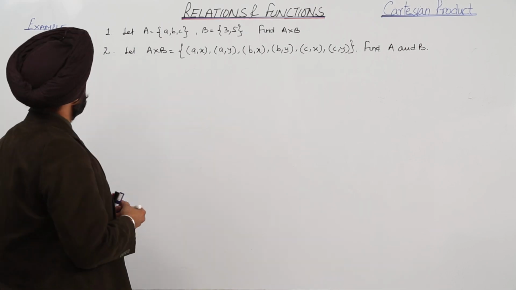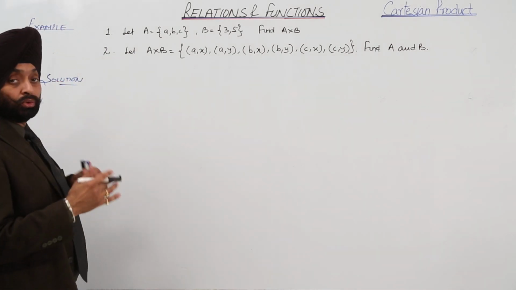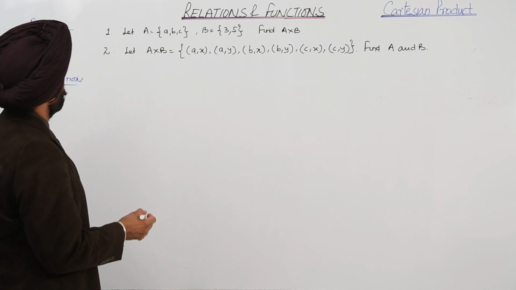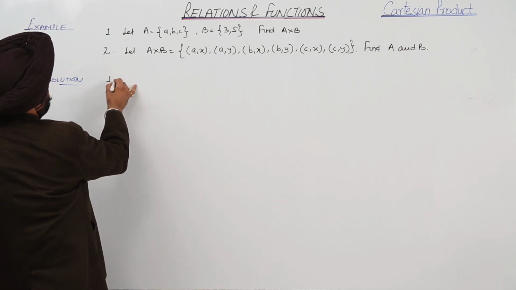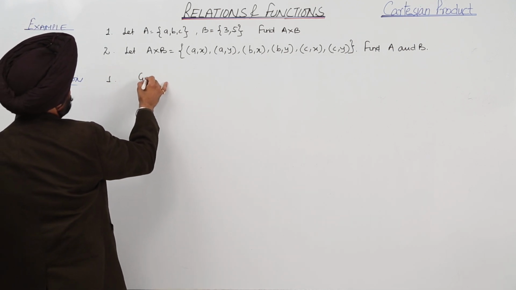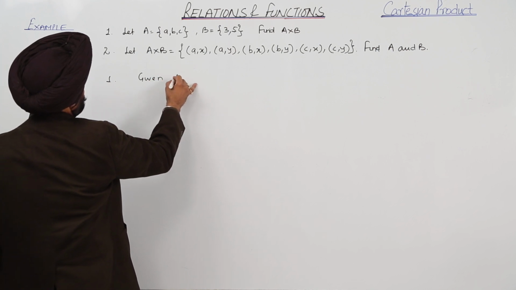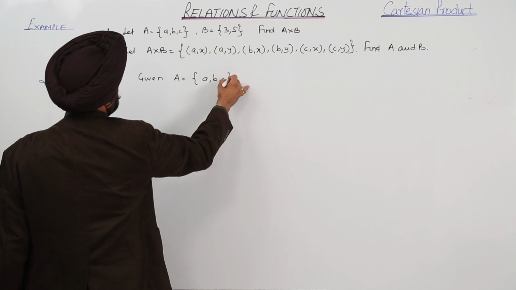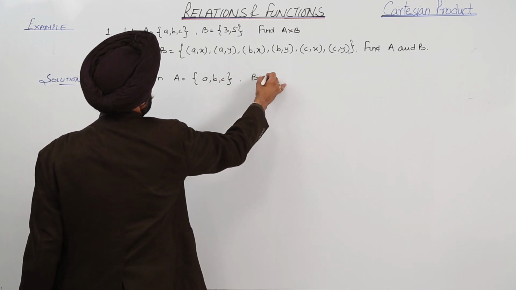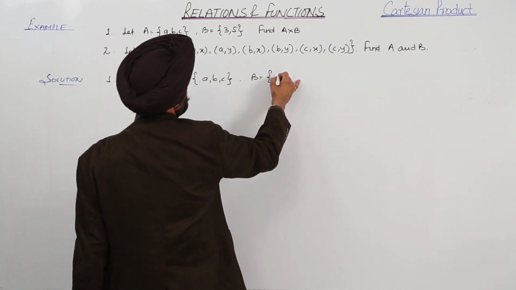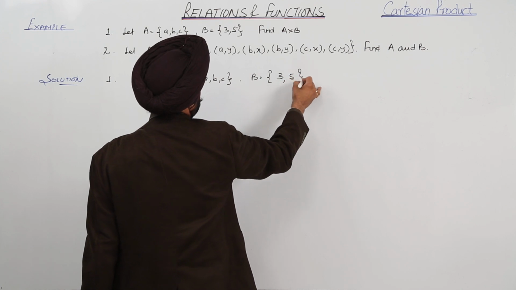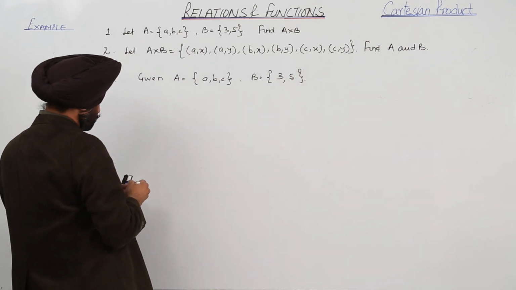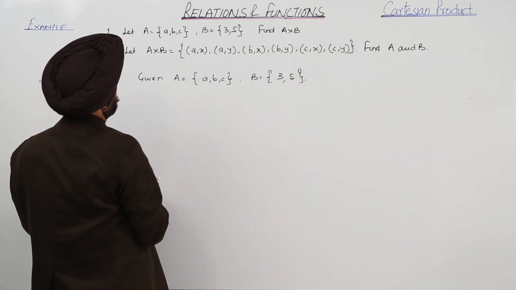Now in this example, we are given two questions. Okay, now number one is what? First of all, solving number one, given A is with three elements A, B and C. B is with two elements 3, 5. Now we have to find A cross B.